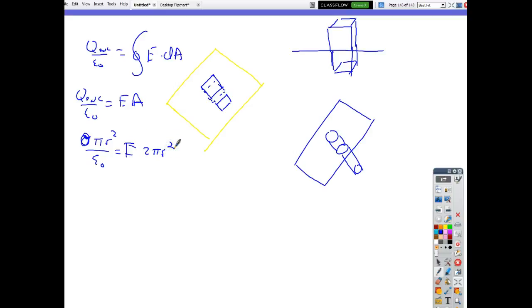Now notice something extraordinarily interesting. What happens to the pi r squareds? They cancel. Which they have to because I wanted the radius not to matter. So I bring the 2 over there. I go sigma over 2 E naught equals the electric field. I'm going to circle that temporarily.